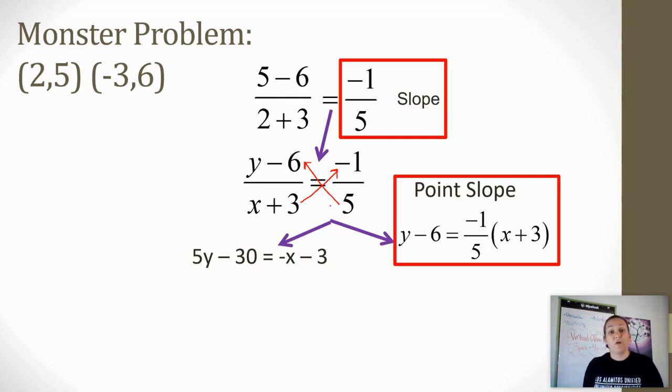That's kind of setting us up for something that we're going to be doing in a minute. Okay, so again, I cross multiplied. I did 5 times y minus 6, and I distributed. And I did -1 times x plus 3, and I distributed. And that's how I got this.